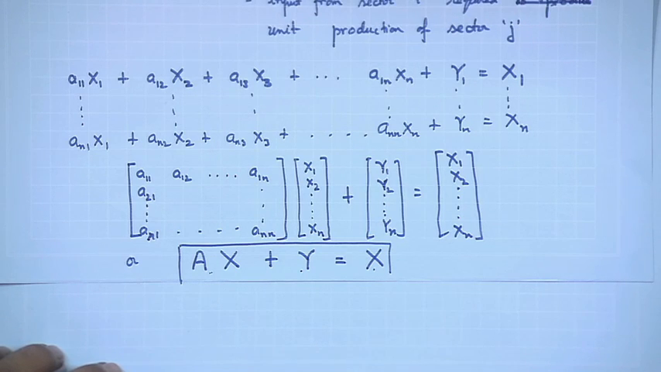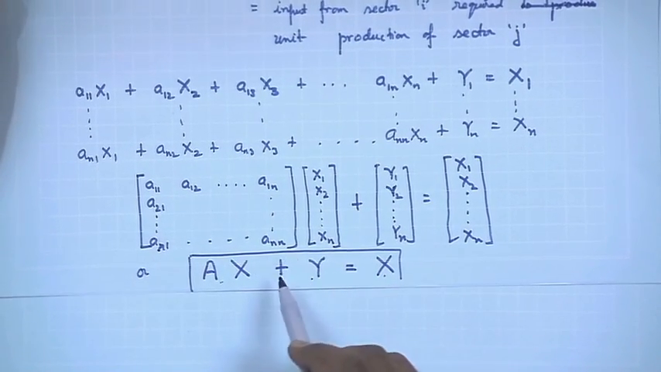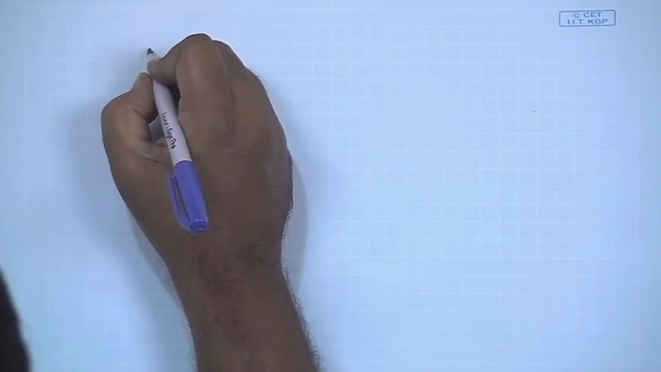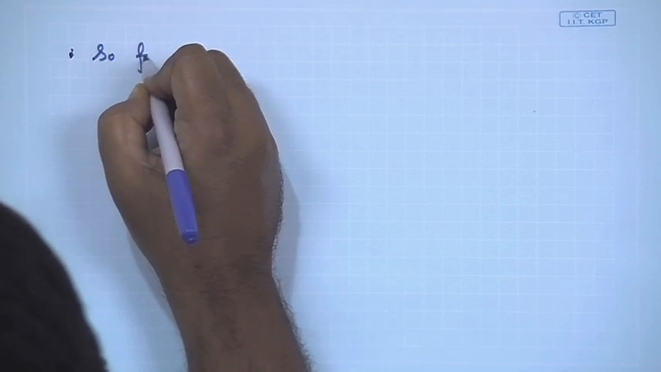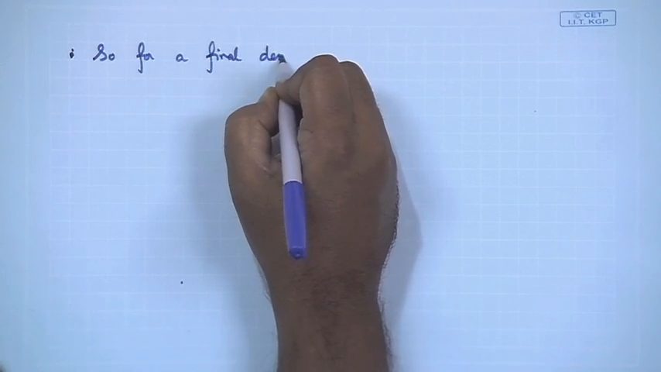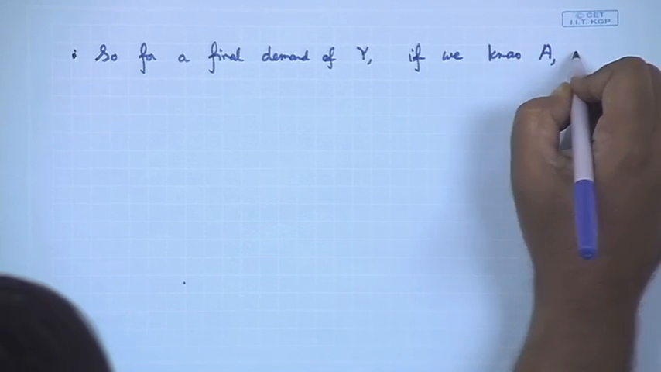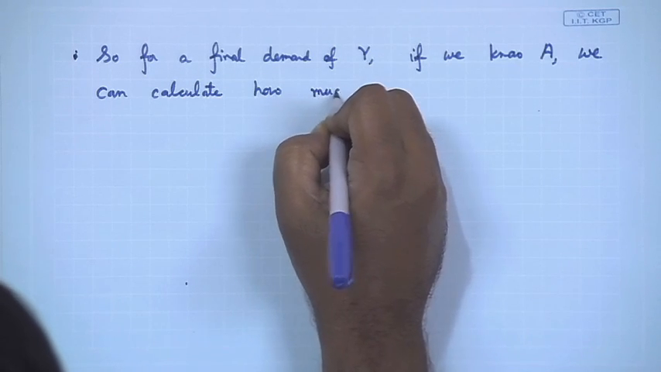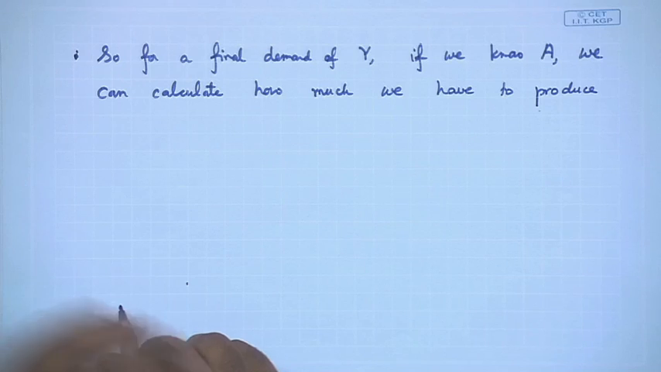Right? This is exactly the same formula that we got using that simple 3x3 matrix, and this is a more generalized form in an n×n matrix. A will be an n×n matrix, X will be an n×1 and Y will be n×1 vectors, right. So, therefore, what we did was, for a final demand of Y, if we know A, we can calculate how much we have to produce, right.